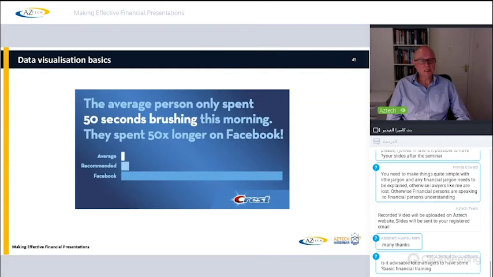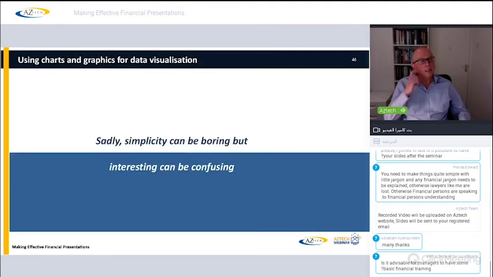The average time that people spend brushing their teeth, the recommended time to brush your teeth, and how long you may spend on Facebook. They say a picture's worth 1,000 words, and that is a brilliant data visualization for however many words there are in that sentence. It's brilliantly illustrated in the data visualization. And as close as you can get to that in your financial presentations, you'll be doing very well.